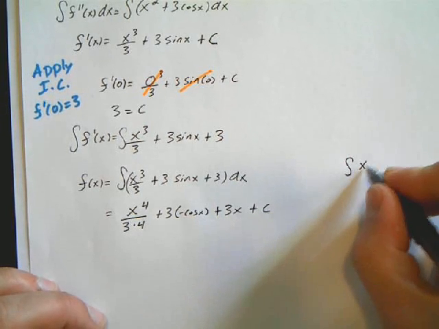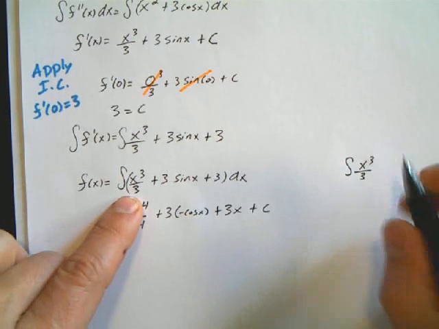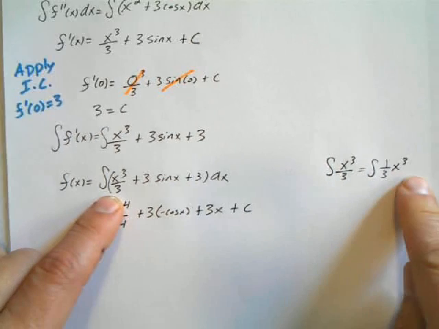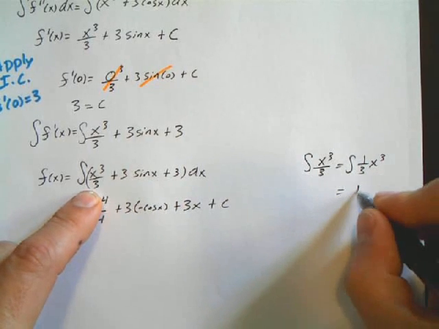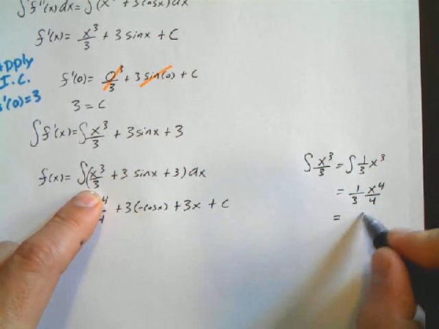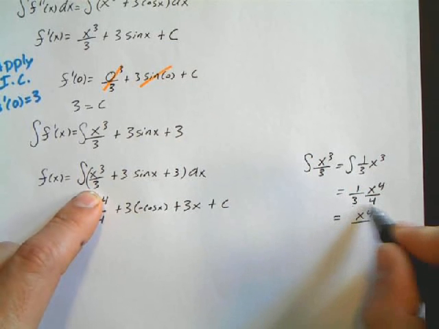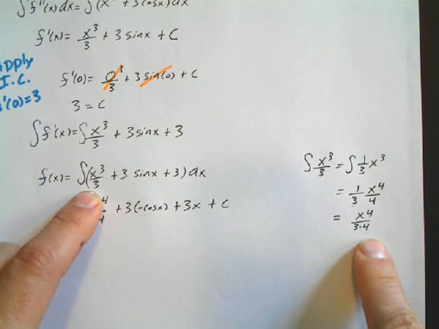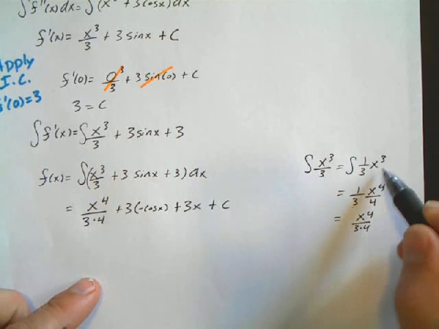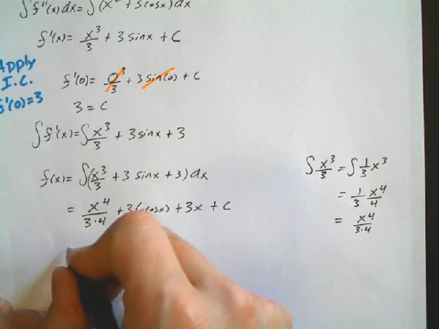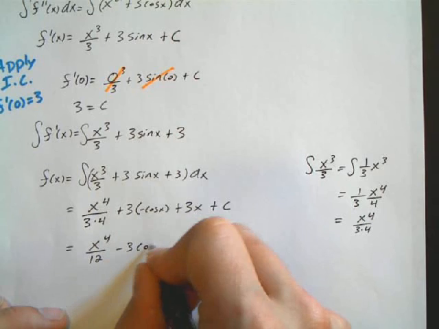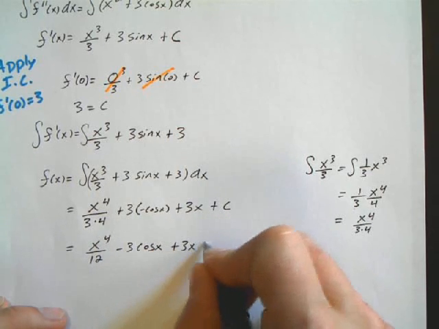This first term, x to the third all over 3, is the same thing as saying 1 over 3 x to the third power. And so when I applied the power rule, it became 1 over 3 times x to the 4 all over 4, which is the same thing as just saying x to the 4 over 3 times 4, where I multiply the denominators. So that's how I got from here to here. I kind of bypassed pulling out the 1/3 and applying the power rule. Simplifying this, I'm going to get x to the 4 over 12 minus 3 cosine of x plus 3x plus c.